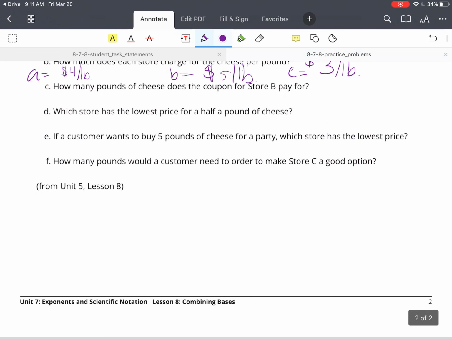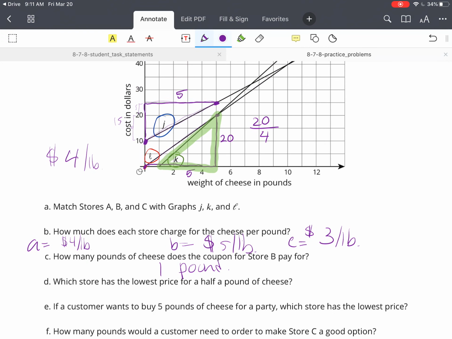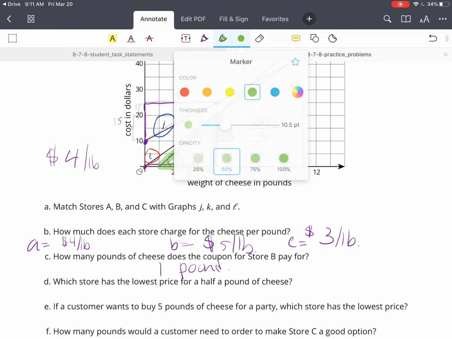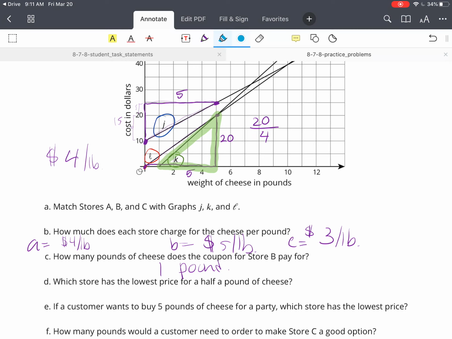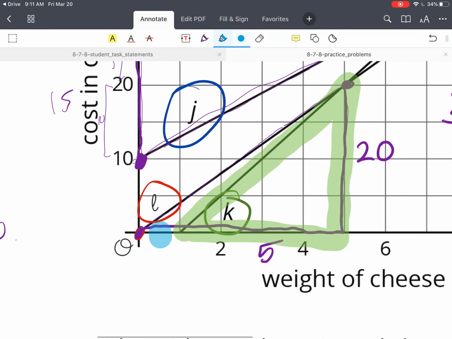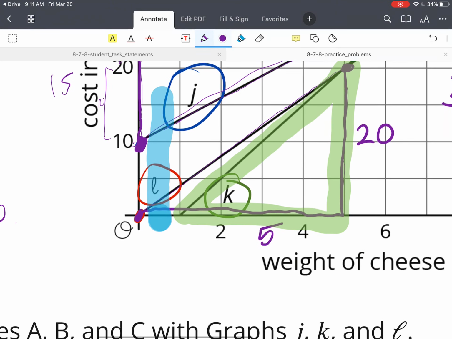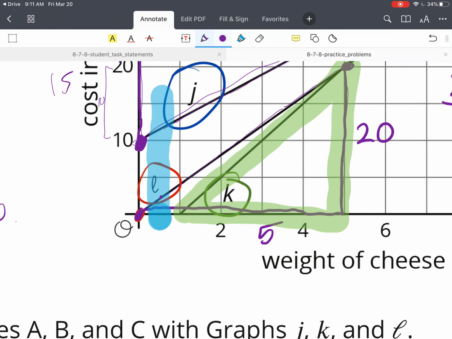So looking at store B, the coupon is how much? The coupon is $5. So how many pounds can you get for free? 1 pound. Which store has the lowest price for half a pound of cheese? So you're looking, here's a pound of cheese, half a pound. You're checking to see which one has the lowest cost.